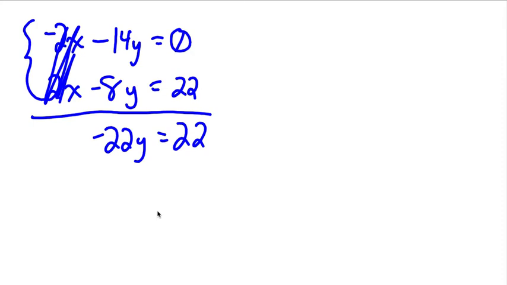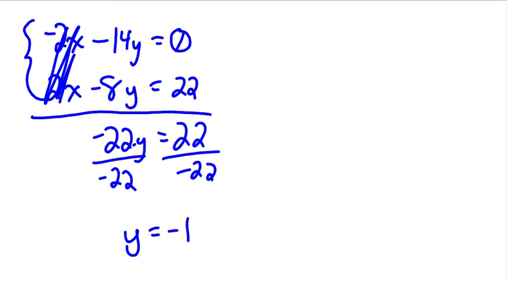Last step. I need to get rid of this 22. But it's a negative, but that doesn't mean I'm adding it. How is it related to y? It's being multiplied. So I do the opposite, and I divide. Y equals negative 1.